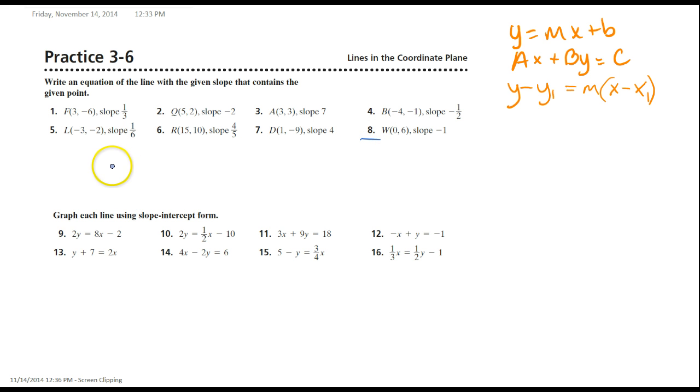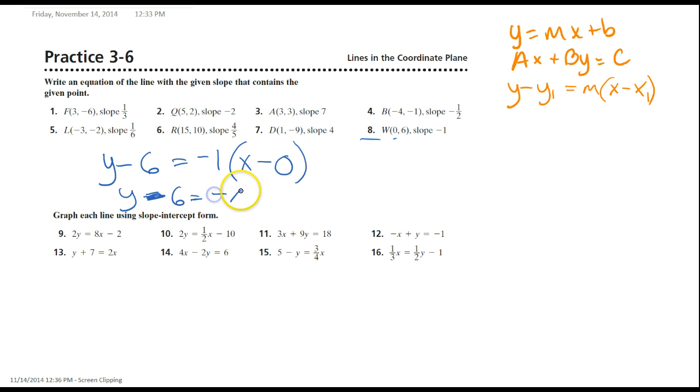Number 8, y minus y1 equals slope times x minus x1. So distributive property, y minus 6 equals, now I get distributive property, negative x, negative 1 times 0, that's 0. So now I'll add 6 to both sides, y equals negative x plus 6.